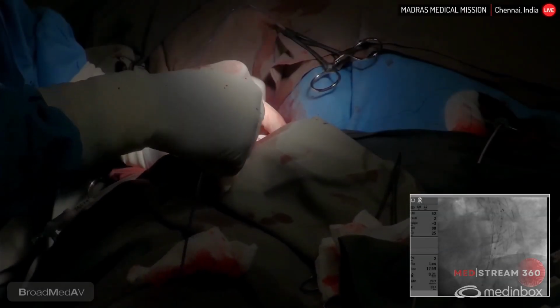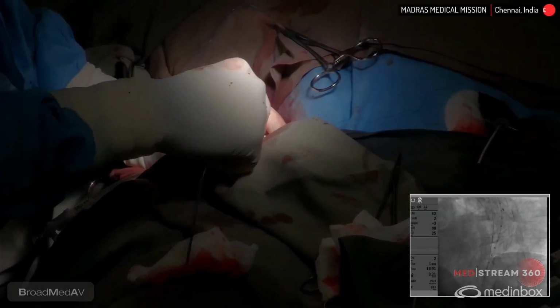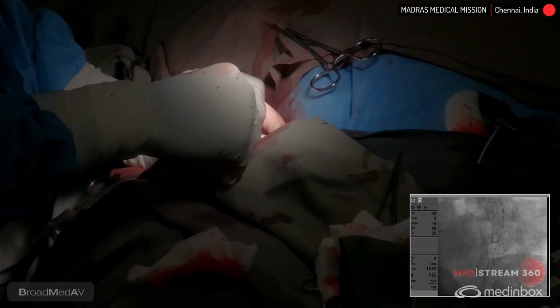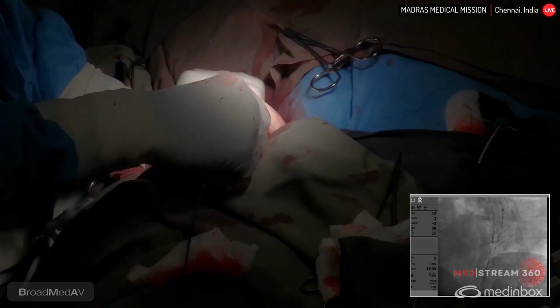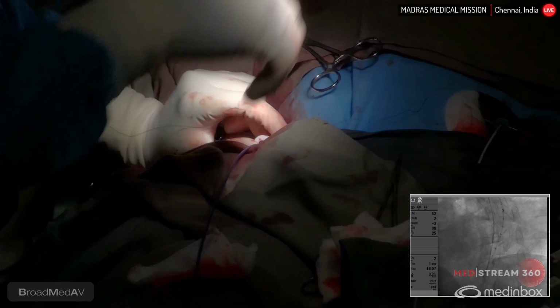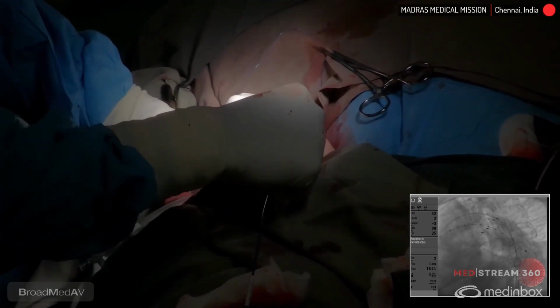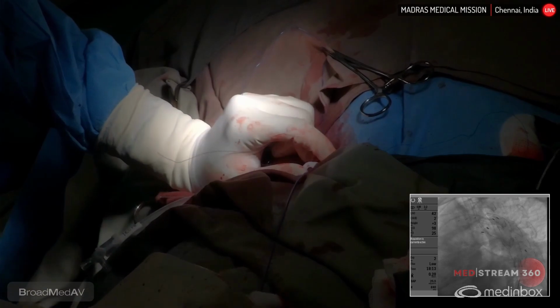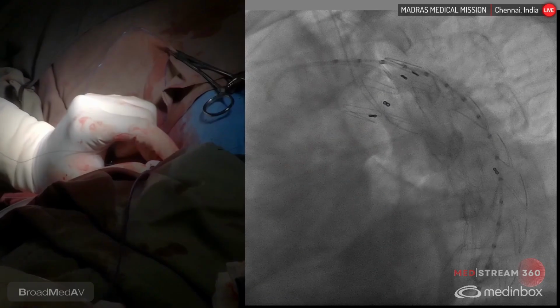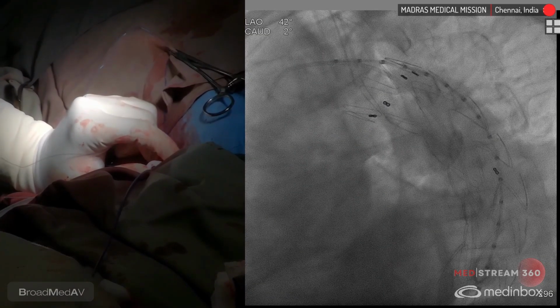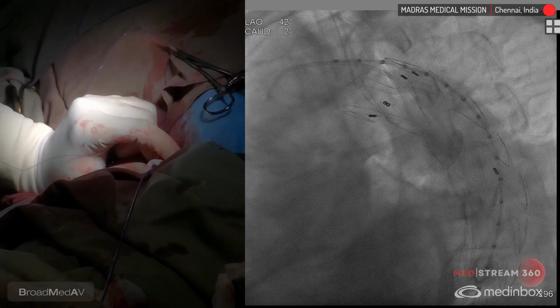Large bore access, anything beyond 12 French, we call it large bore access. One has to be very careful in large bore access because the complications are more, almost 15%. And if you land up with a complication at the access site, the morbidity and mortality of the procedure increases, even if you have done a successful endovascular procedure.